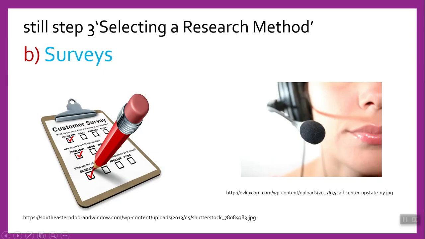Okay, so just to keep things straight, we're still looking at step 3 of the research cycle, selecting a research method. And the second kind of research method we're going to look at is surveys. I think everybody knows what a survey is. Everybody has participated in a survey of one kind or another. They are widely used in all social sciences, not just sociology.